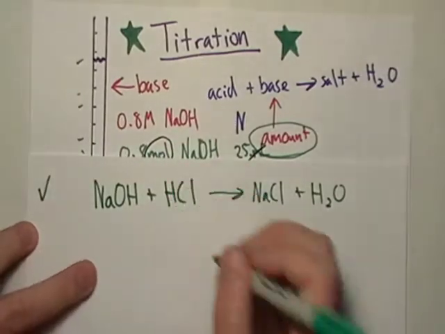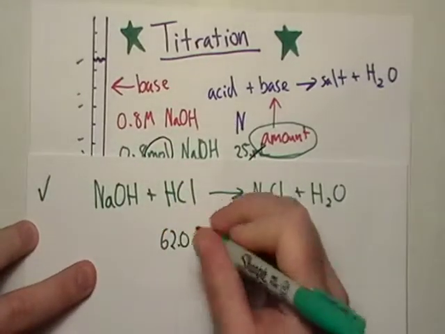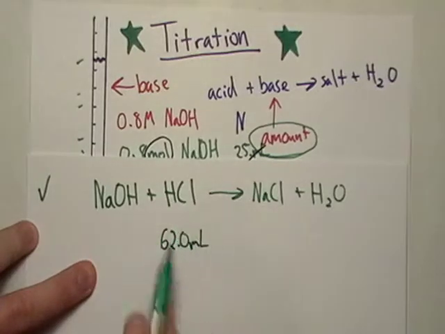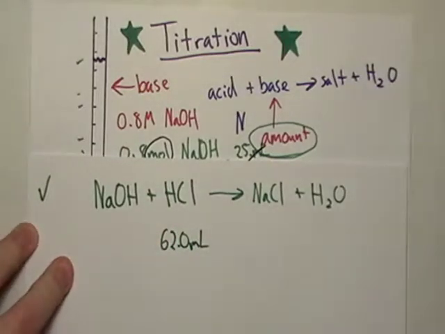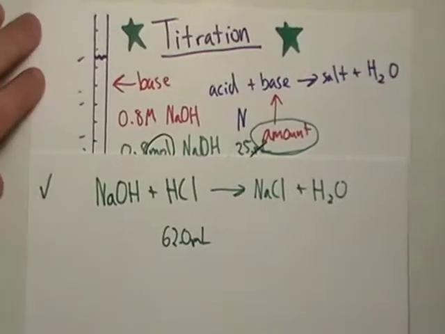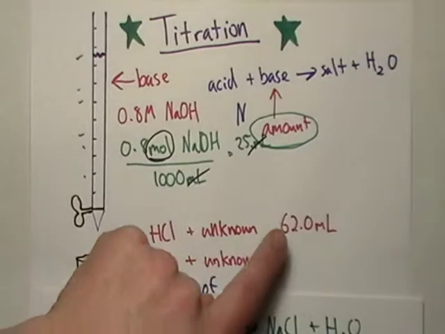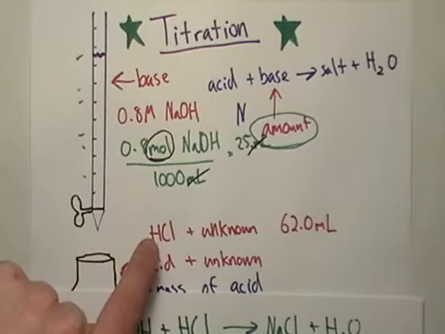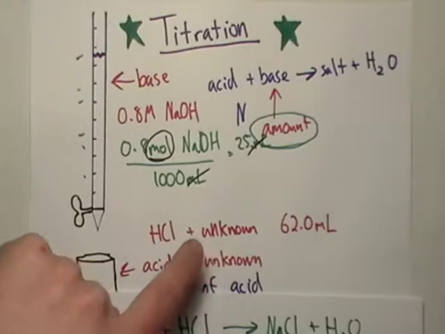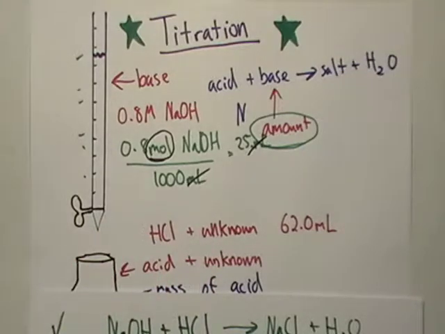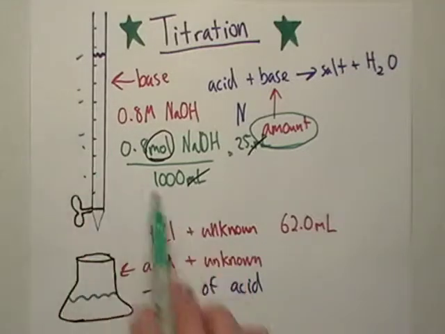So basically, we know this number, don't we? We know that I have 62 milliliters. A thing where people might get confused is they're like, well, yeah, but you have 62 milliliters of hydrochloric acid plus an unknown. Okay, no problem. We'll get to that in a minute. All right.